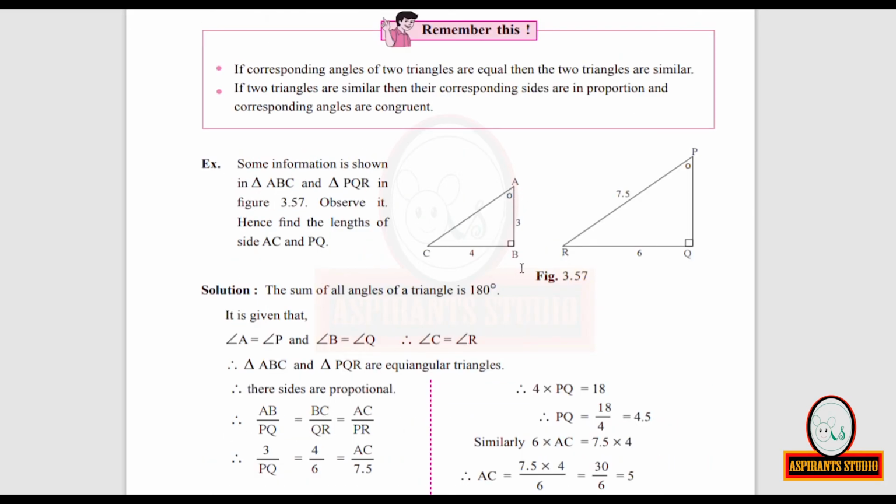Therefore, vertex A corresponds to vertex P, vertex B corresponds to vertex Q, and vertex C corresponds to vertex R. So accordingly, you have to see AB upon PQ will be equal to BC upon QR, that will be equal to AC upon PR. Now put all the values over here.